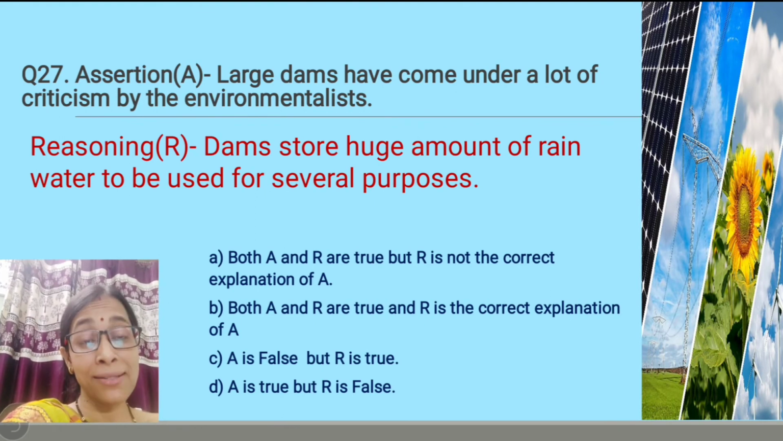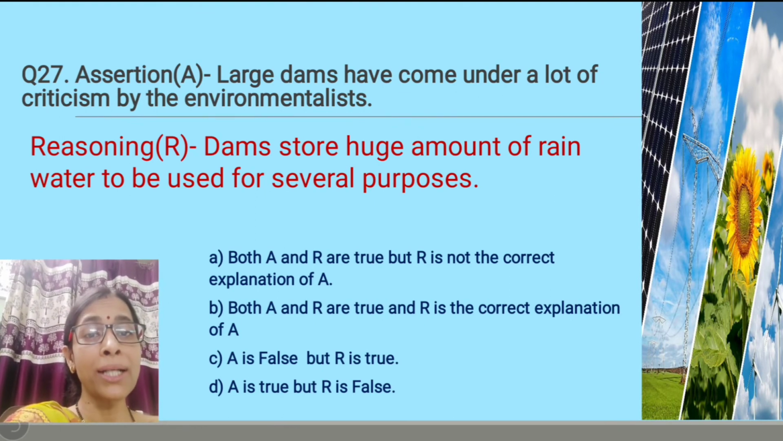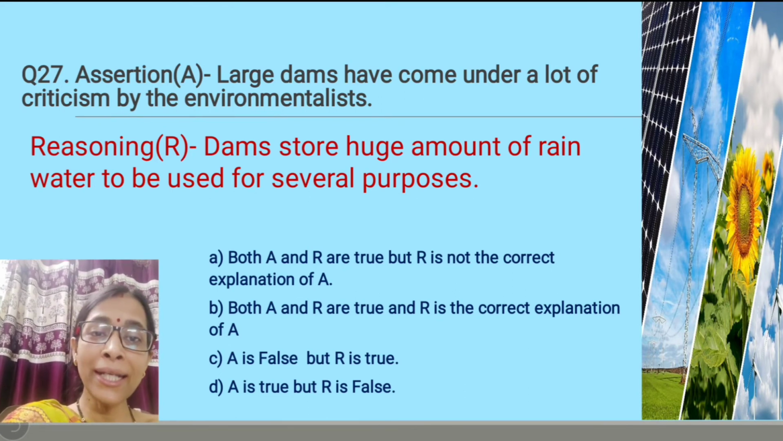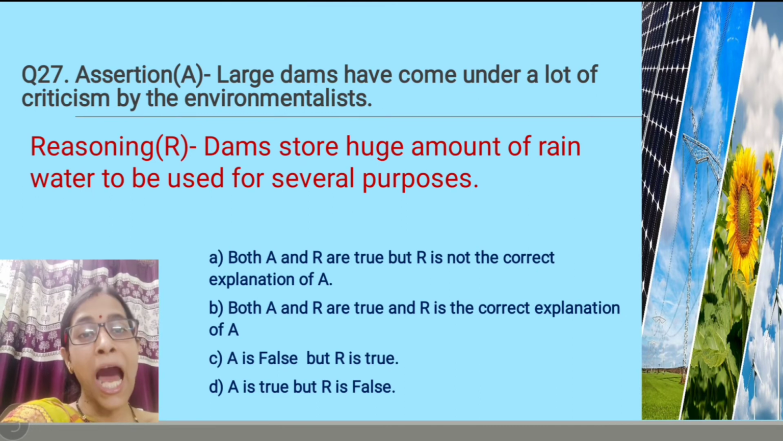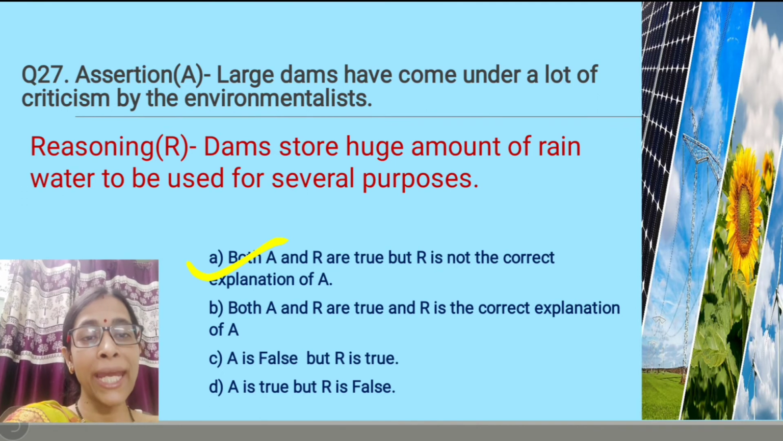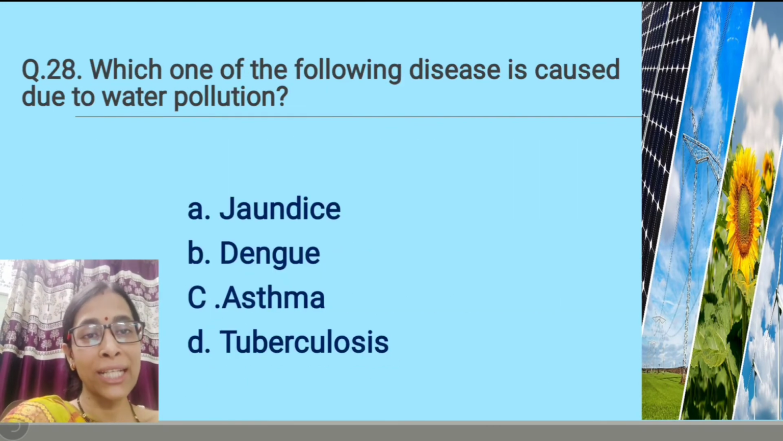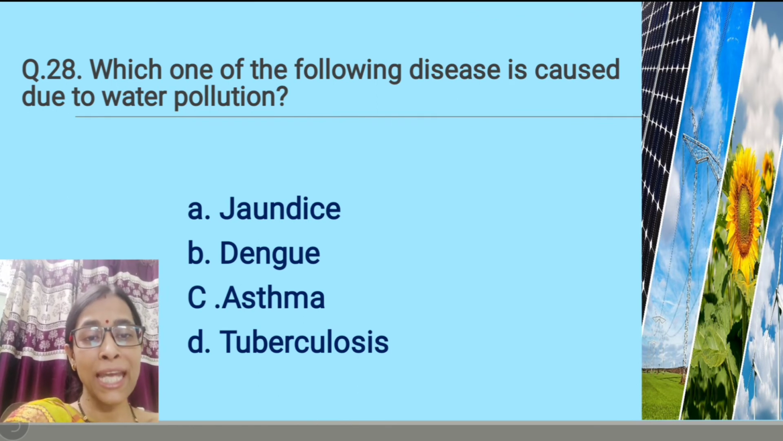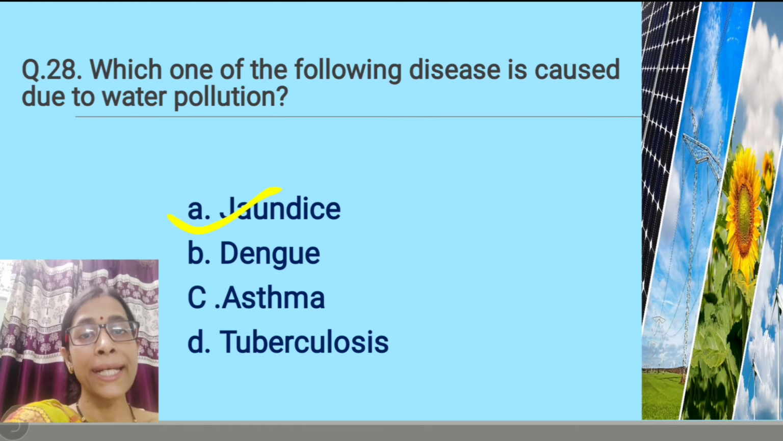Question number 27. Assertion is here: large dams have come under a lot of criticism by the environmentalists. And here reasoning is: dams store huge amount of rainwater to be used for several purposes. Here A is correct and R is correct, but R is not explaining correctly A. So the option A is correct. Both A and R are true, but R is not the correct explanation of A. Question number 28. Which one of the following disease is caused due to water pollution? Jaundice, dengue, asthma, tuberculosis. The correct answer is jaundice.